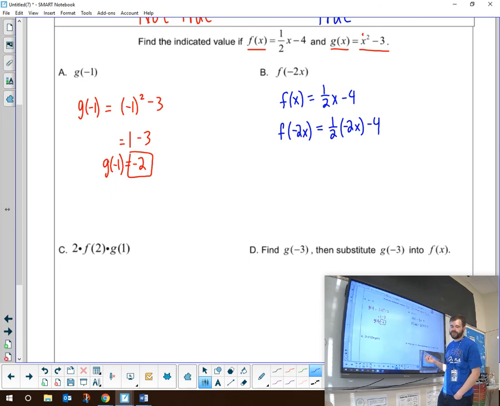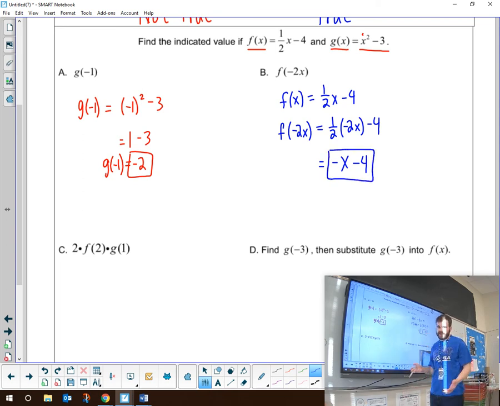So that's all we got to do, okay? Then we just simplify it. 1/2 times -2x is -x. And -x minus 4, well, I can't do anything else with that. So it's just my answer. I don't have to do anything else with it. So we just leave it there. And so that's my answer, -x minus 4.